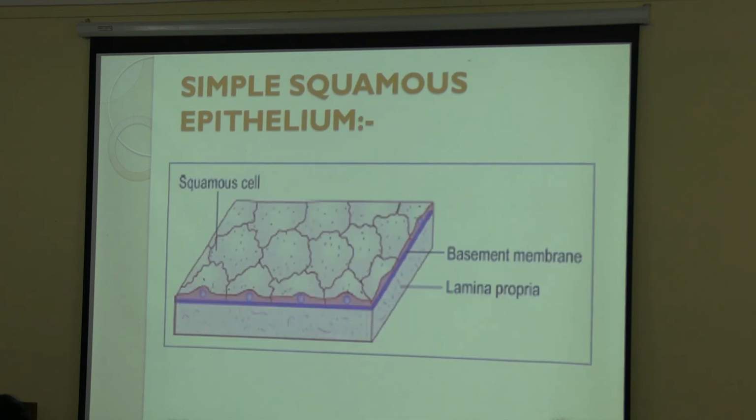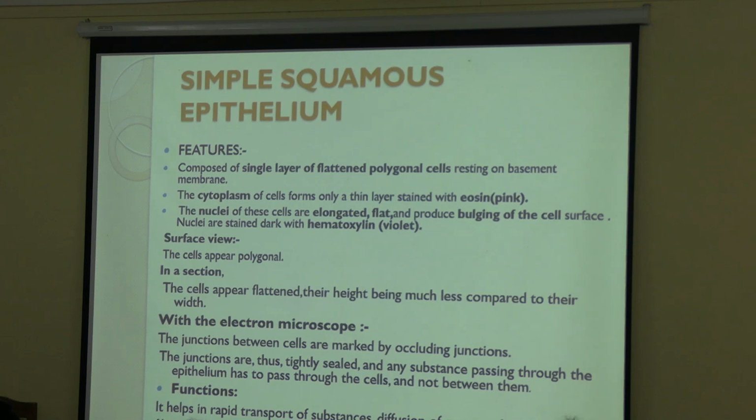So it is composed of a single layer of cell. Clear? What is the nucleus stained with, and the cytoplasm? Hematoxylin or eosin? Which one? Cytoplasm with eosin and nucleus with hematoxylin. Okay, so is eosin acidic or basic? Yes. So it is composed of a single layer of flattened polygonal cells.